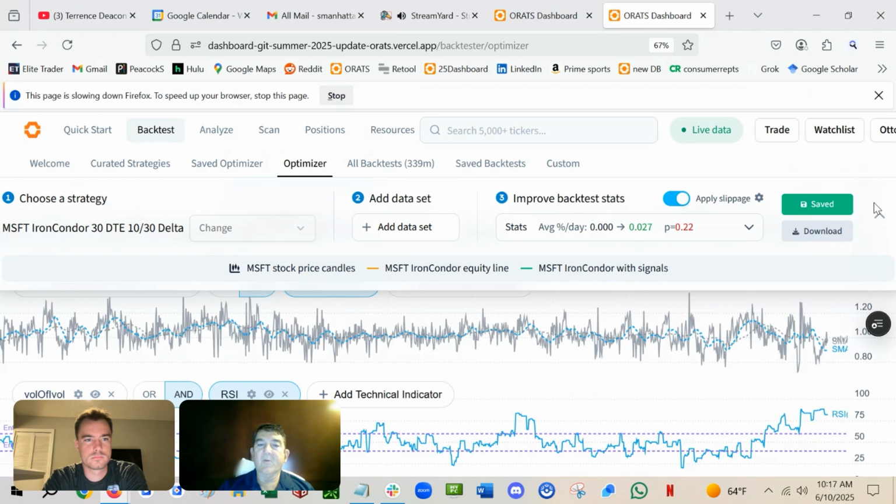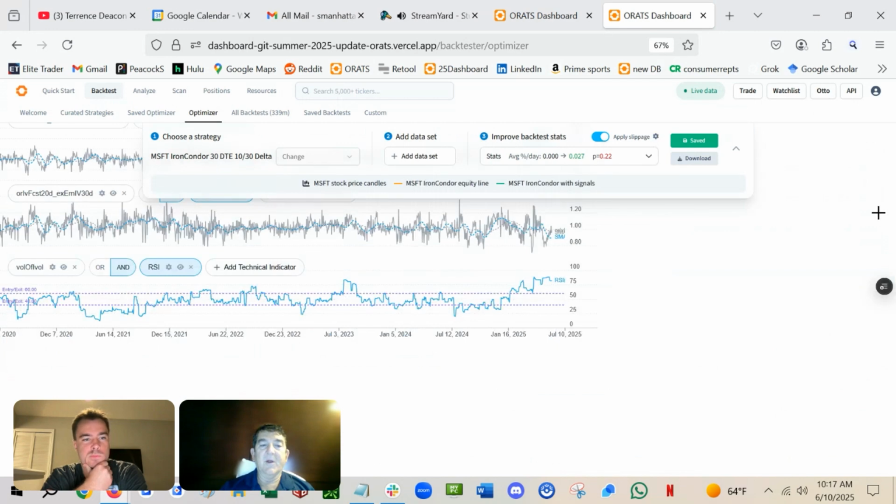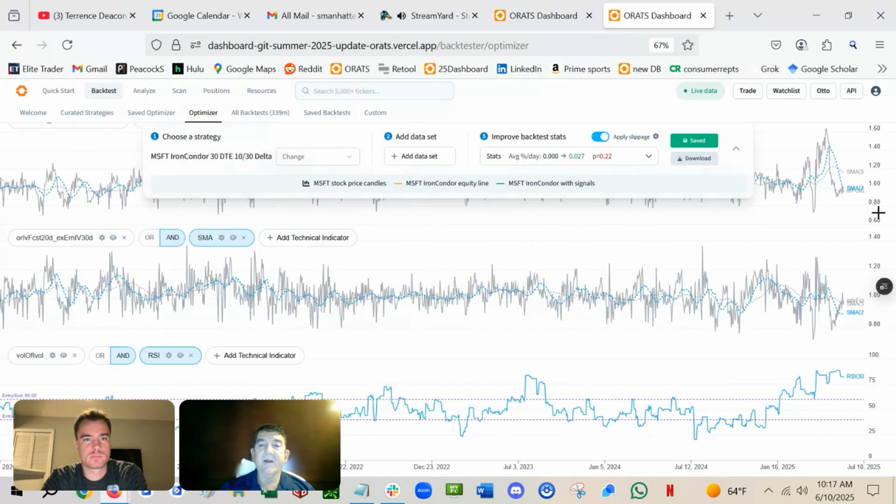So one of the things that you want to look at is what we call a p-value, and a p-value is this number right here. The lower that is, I think it translates to the percentage chance that this backtest is just based on random chance. 22 is probably too high.